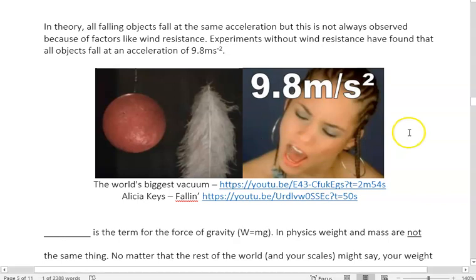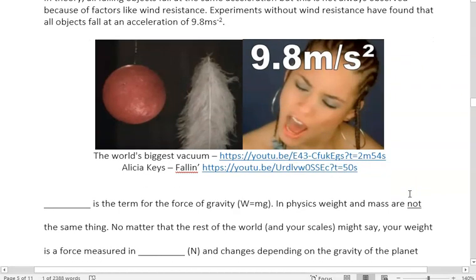Now, to help you remember, I have a song by Alicia Keys, and to cut to the chase, she says, I keep on falling at 9.8 meters per second squared.